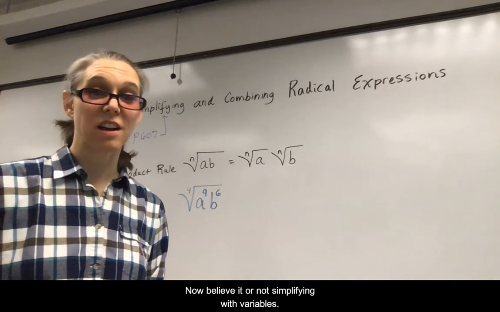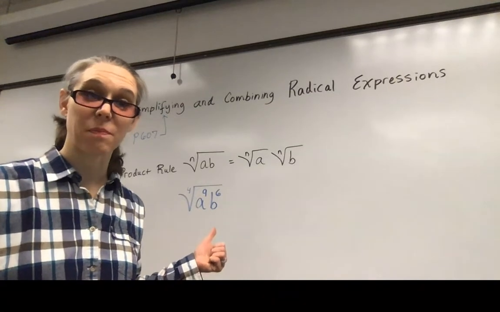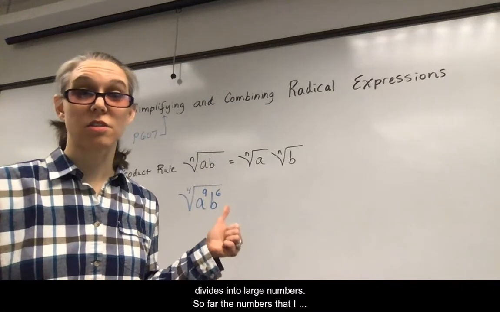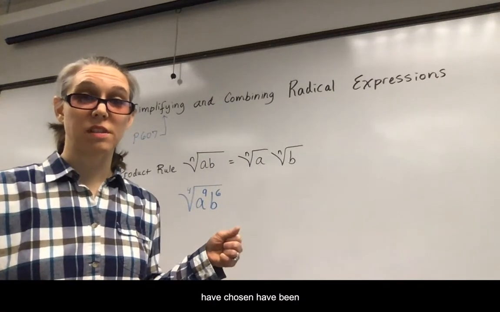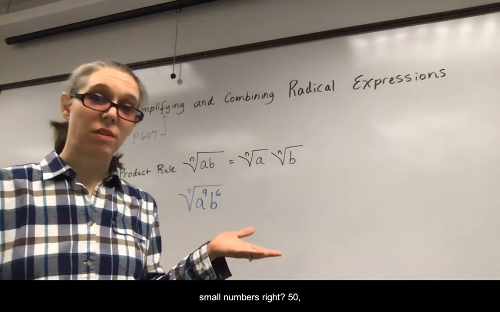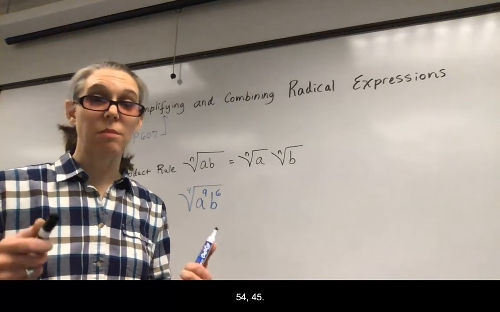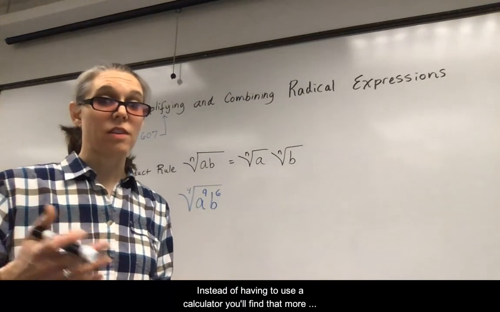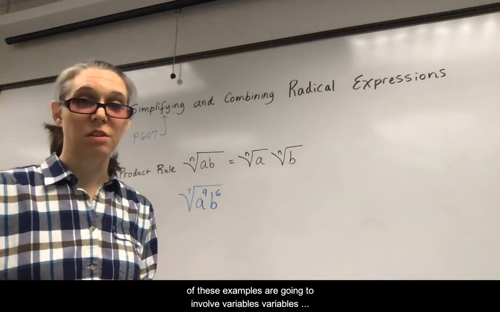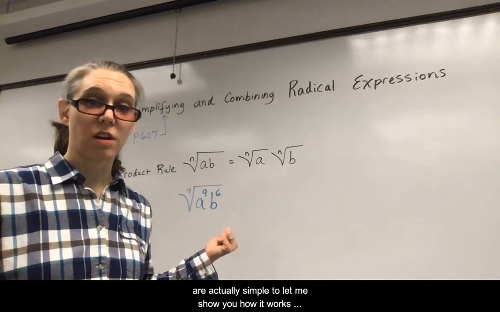Now, believe it or not, simplifying with variables is actually easier. That's because it can be kind of tricky to think about what divides into large numbers. So far, the numbers that I have used have been small examples, right? 50, 54, 45, those all have factors that we can think about in our minds instead of having to use a calculator. You'll find that more of these examples are going to involve variables. Variables are actually simple. So let me show you how it works.